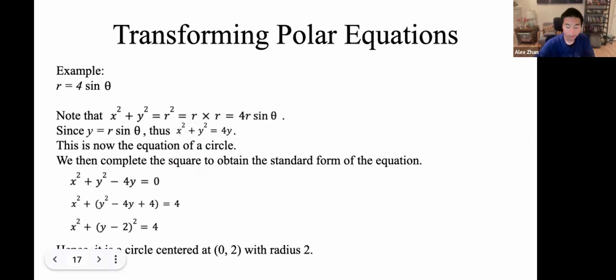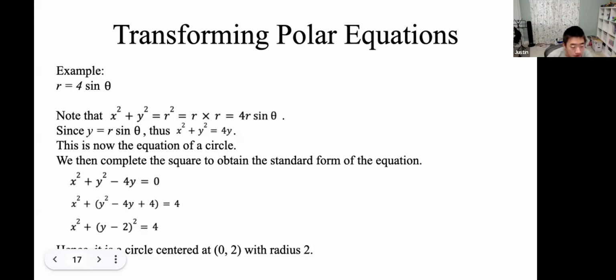Okay, so next we'll be talking about how to transform polar equations into rectangular equations. To transform a polar equation into a rectangular equation, you typically want to eliminate r and theta so you can have something in terms of x and y. And probably the most common way to do this is using y equals r sine theta, and also x equals r cosine theta.